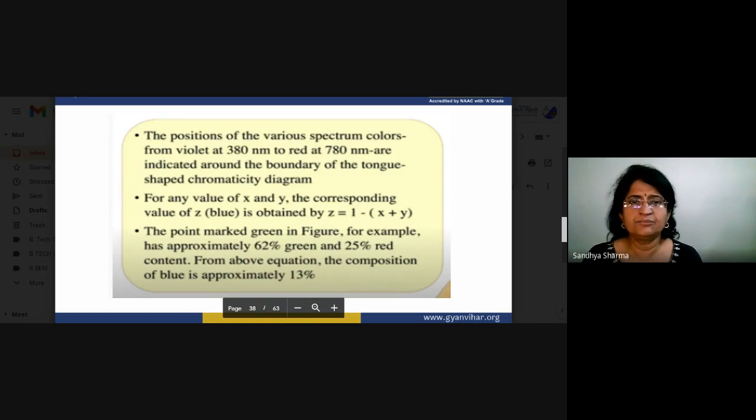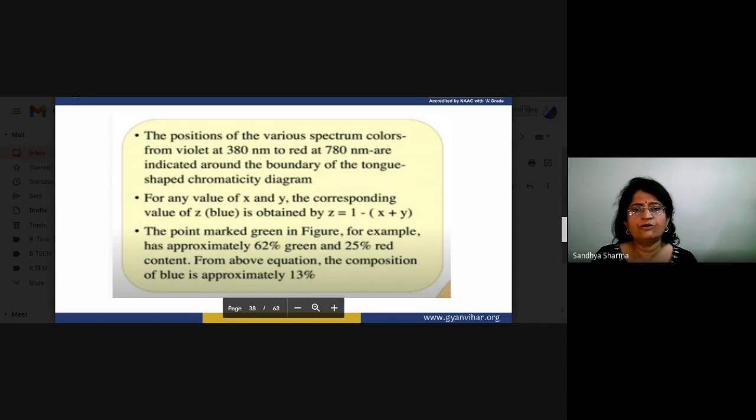So now we will see that the positions of the various spectrum colors, from violet at 380 nanometers to red at 780 nanometers, are indicated around the boundary of the tongue-shaped chromaticity diagram. So basically, we can see the positions of the various colors, from violet to red. There are different shades shown in our chromaticity diagram.